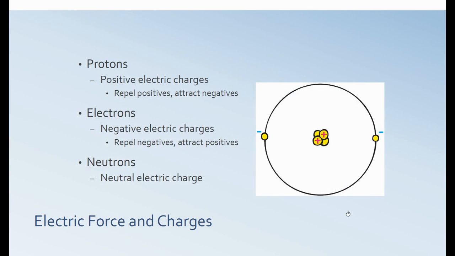And to talk about why this happens, let's go back and review some of our atomic structure. We talked about how our atoms are composed of protons, electrons, and neutrons. Protons have a positive electric charge, so they're going to repel other positives and attract negative charges. Our electrons have a negative electric charge, so they're going to repel other negative charges and attract positive charges. And then our neutrons have a neutral electric charge; they're neither positive nor negative.